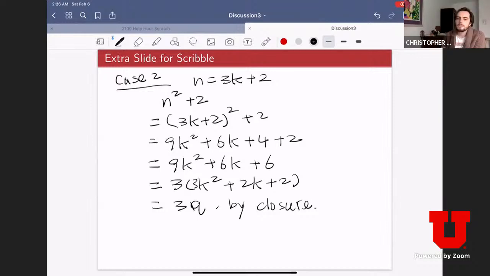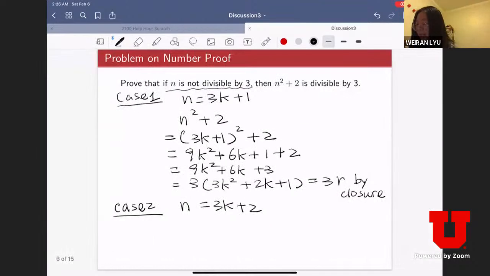Is there anything in particular we should put at the end of the proof when we're using cases, like a conclusion, or just say it's the end of the proof? Do we need to mention that we proved all the cases? Usually you put a sentence or two below each case. For case 1, you can just say in this case, when n is equal to 3k plus 1, n squared plus 2 is divisible by 3.